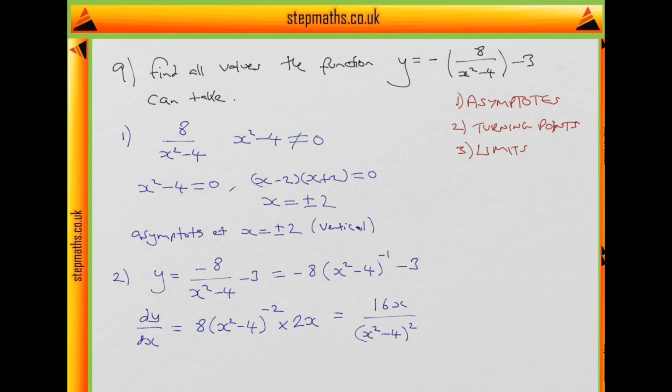Now we ask ourselves, when is that equal to 0? Well, clearly we can only have that when the top is 0. So when is 16x 0? The only value of x that will give us that is x equals 0. So we have x equals 0 is a turning point. Now what is the value of the function at x equals 0? Plugging into our equation above, we get that y would equal minus 8 over 0 minus 4. So we have minus 8 over minus 4 gives us 2. 2 minus 3 gives us minus 1. So we're going to have y equals minus 1 at the turning point.